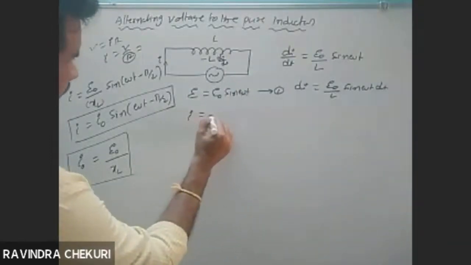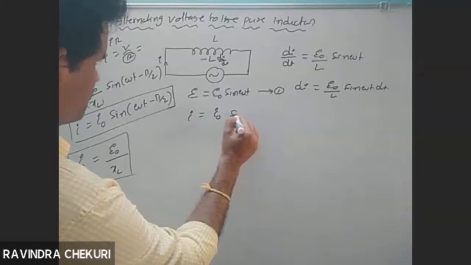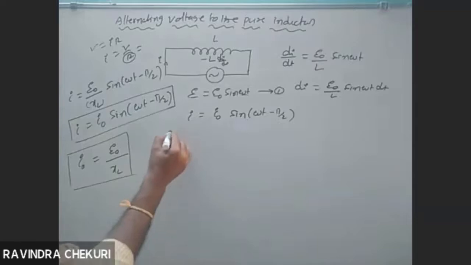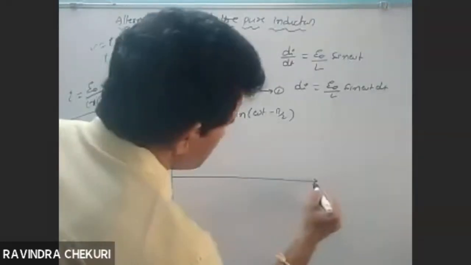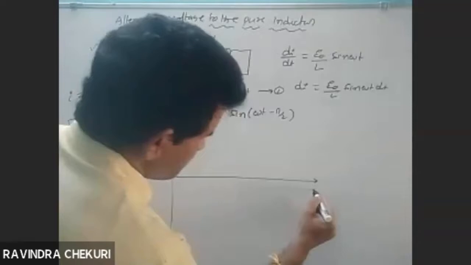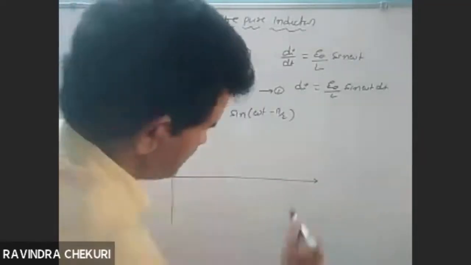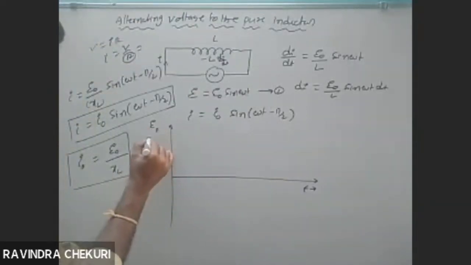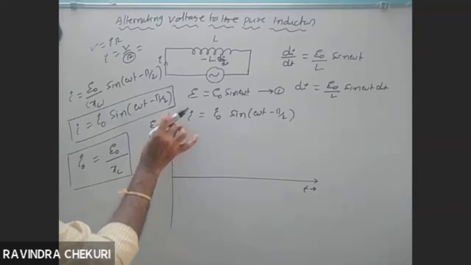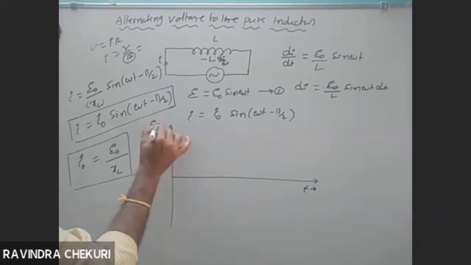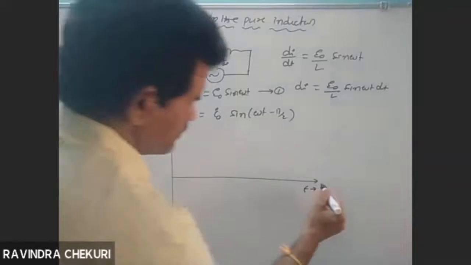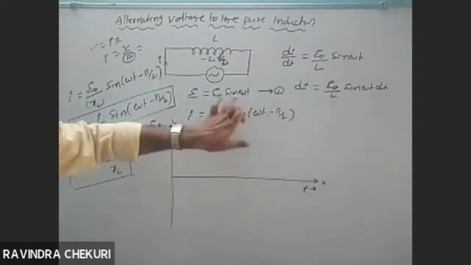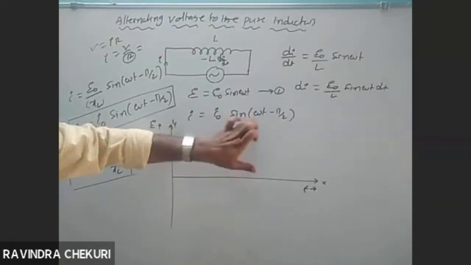Finally, I is equal to I naught into sine of omega t minus pi by 2. Time is taken along the x-axis, and EMF or current is taken along the y-axis. In the previous case, both were sine omega t, sine omega t.